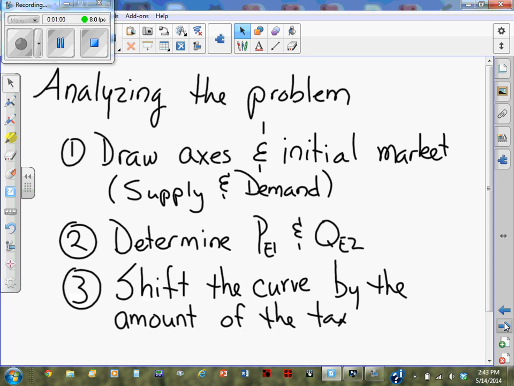to analyze the problem of the tax, you begin by drawing the axes and the initial market. That's just supply and demand. And you're going to determine your starting price and your starting quantity, PE1 and QE1, not QE2, dear Lord. And after you do that, you're going to shift the curve by the amount of the tax. So let's do that now.